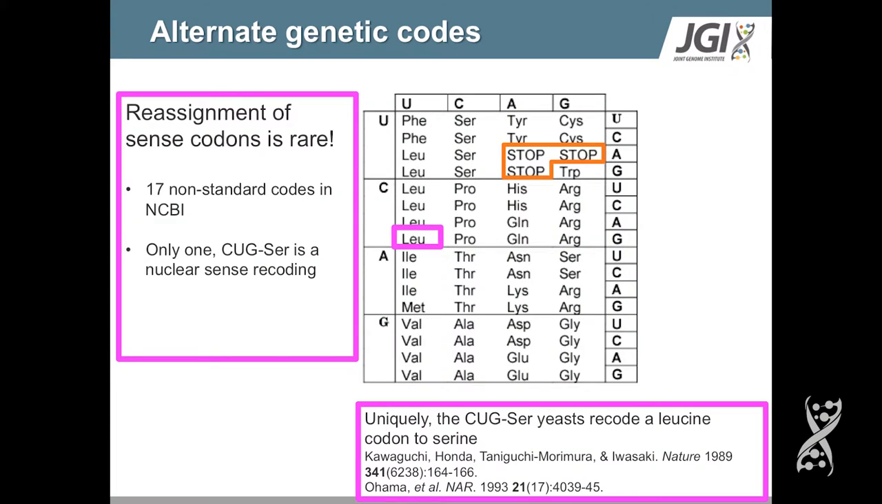So as far as nuclear eukaryotic genomes go, this is the only one that's been characterized since it was first discovered in 1989. And this is quite a rare thing, and just to drive it home, of the 17 non-standard codes that NCBI keeps track of, this is the only one that is a sense recoding. So it's a rare thing, and it would be neat to discover another one.